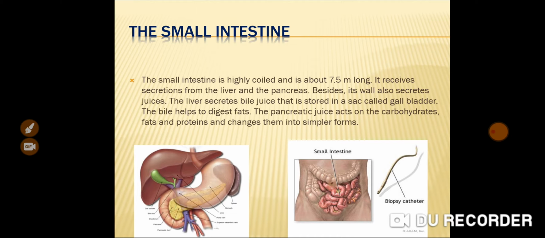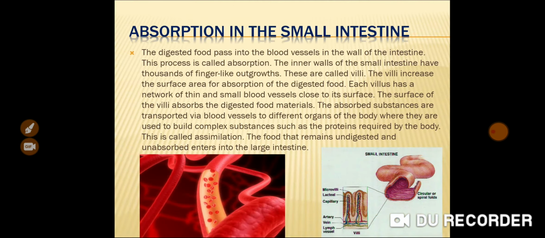The liver secretes bile juice that is stored in a sac called the gallbladder. The bile helps to digest fats. The pancreatic juice acts on carbohydrates, fats and proteins and changes them into simpler forms. It means digestion of protein, fat and carbohydrate takes place in the small intestine. Also, absorption of digested food takes place in the small intestine.